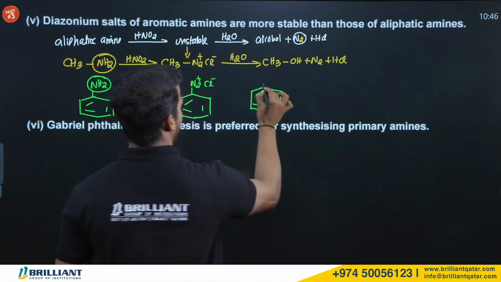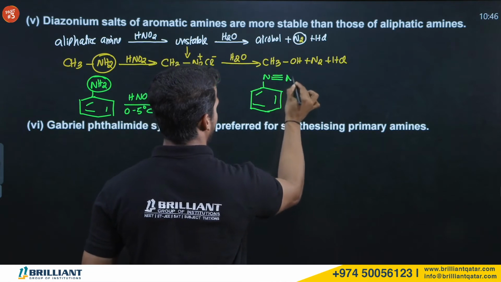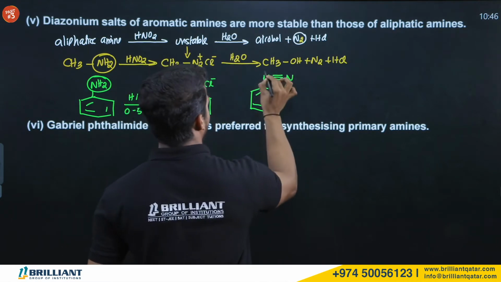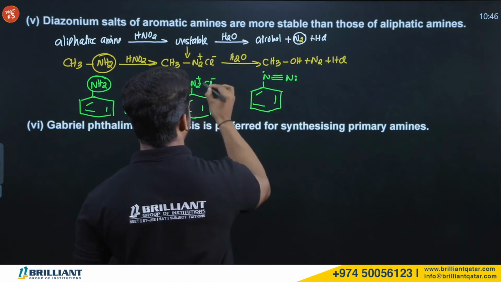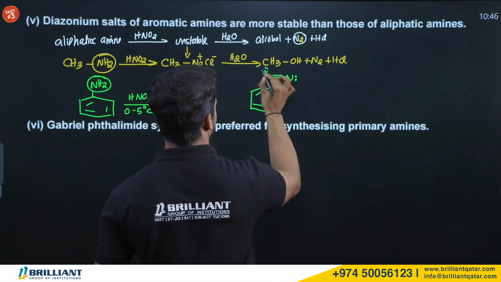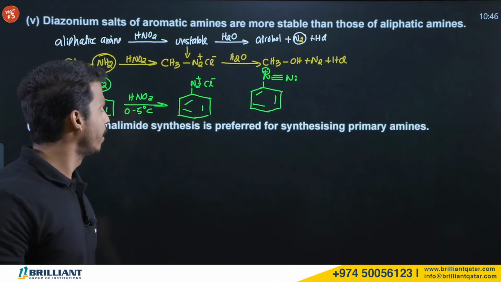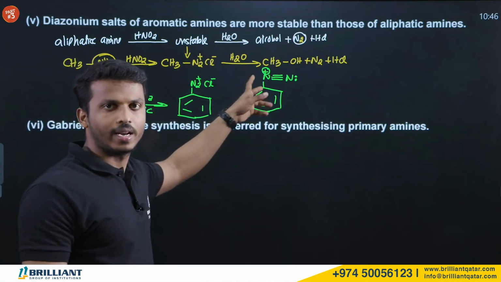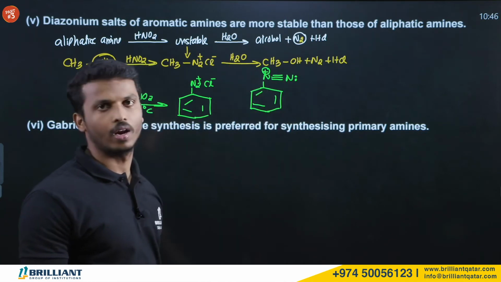Okay, benzene. There are 2 nitrogens, right? N2. The nitrogens are connected through a triple bond. This nitrogen has a lone pair because the chlorine is leaving as Cl minus, and this nitrogen carries a positive charge. This is the structure of a diazonium salt: benzene, nitrogen, triple bond, nitrogen with a positive charge, nitrogen with a lone pair.